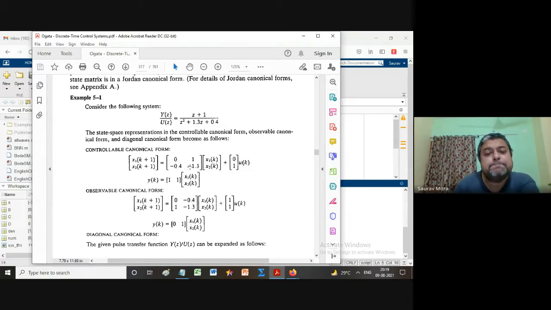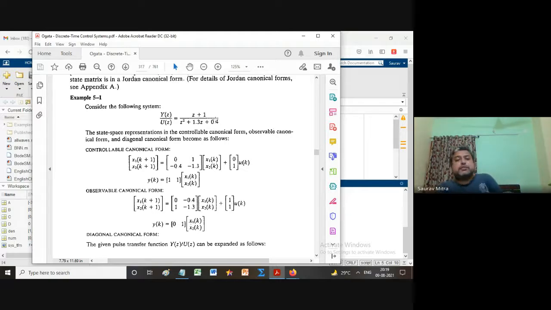If you are just taking the transpose of the controllable canonical form, it becomes observable canonical form. So in this case, the C comes to B like this, and the B comes to C like this. And if you take the transpose of this controllable canonical form, it becomes observable canonical form.